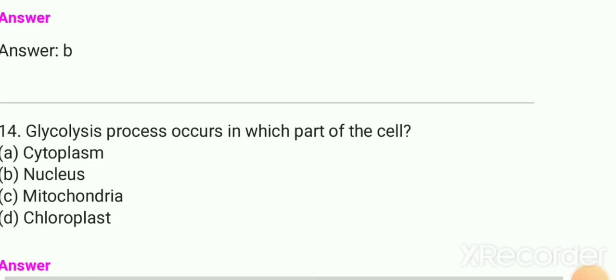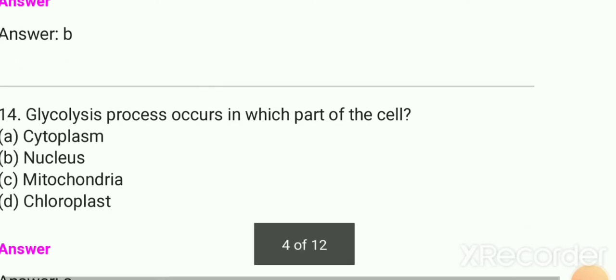So option B will be the correct answer. Question number 14. Glycolysis process occurs in which part of the cell? I recently told you that glycolysis is the process by which glucose, a 6-carbon compound, is broken down into 2 molecules of pyruvate or pyruvic acid, which is a 3-carbon compound. This whole process is done inside the cytoplasm. So here option A is the correct answer.